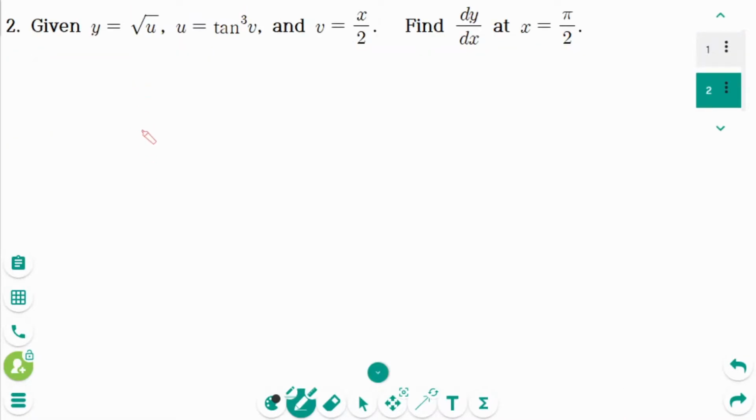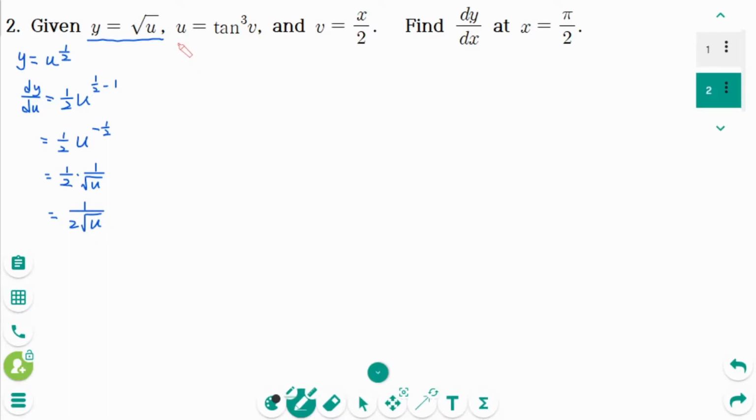Number 2: y equals square root of u, a differentiable function of u. So y equals u to the power of 1 over 2. Then dy du equals 1 over 2 u to the power of 1 over 2 minus 1, equals 1 over 2 u to the power of minus 1 over 2, equals 1 over 2 times, back to the radical form, 1 over square root of u, which is 1 over 2 square root of u.